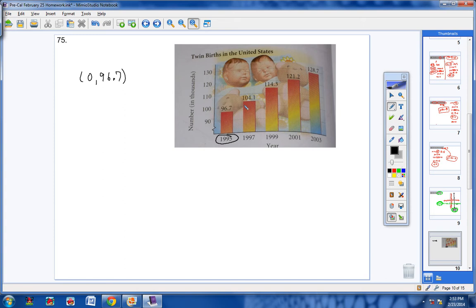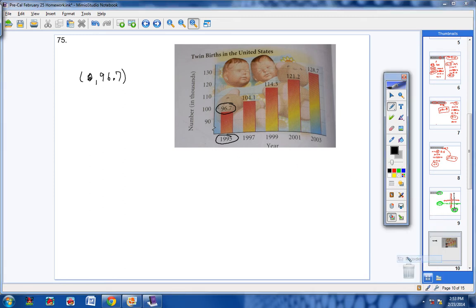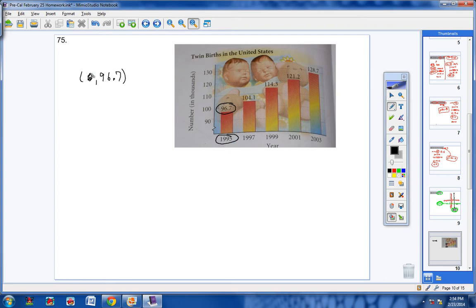let's see, 96.7 thousand twin births. But notice they're not using a 5, even though it's 1995. Does everybody see the 1995? Even though it says 1995, they're not using a 5 for X, which is fine. As long as they're consistent, that's fine. They're using a 0 for 1995. So what are you going to use for 1997? 1. What are you going to use for 1999? 2. What are you going to use for 2001?